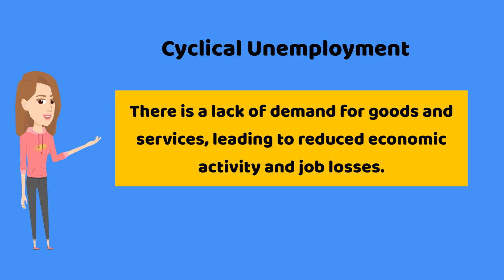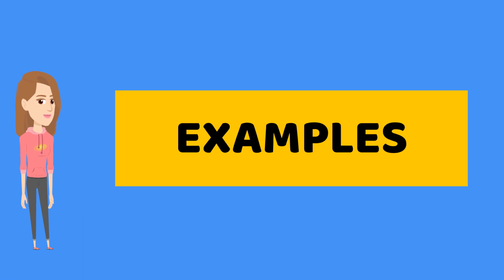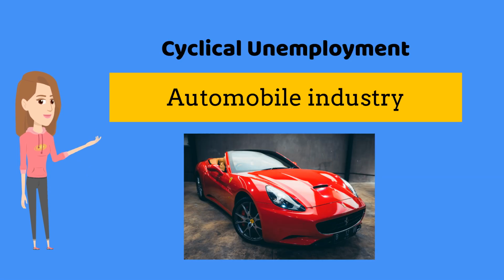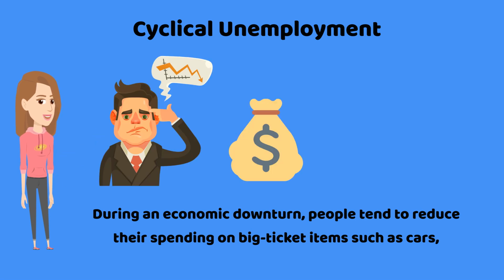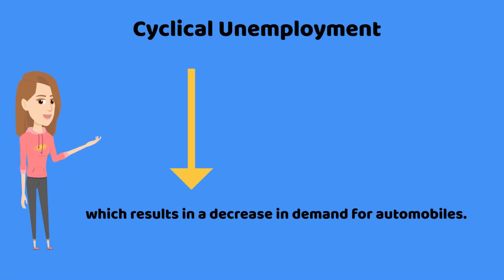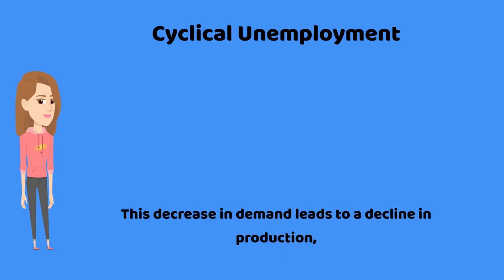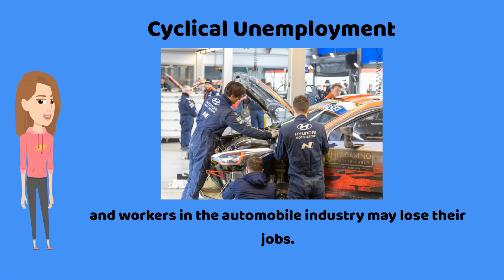Cyclical unemployment occurs when there is a lack of demand for goods and services, leading to reduced economic activity and job losses. Here are some examples of industries that can be affected by cyclical unemployment. The automobile industry. During an economic downturn, people tend to reduce their spending on big-ticket items such as cars, which results in a decrease in demand for automobiles. This decrease in demand leads to a decline in production, and workers in the automobile industry may lose their jobs.